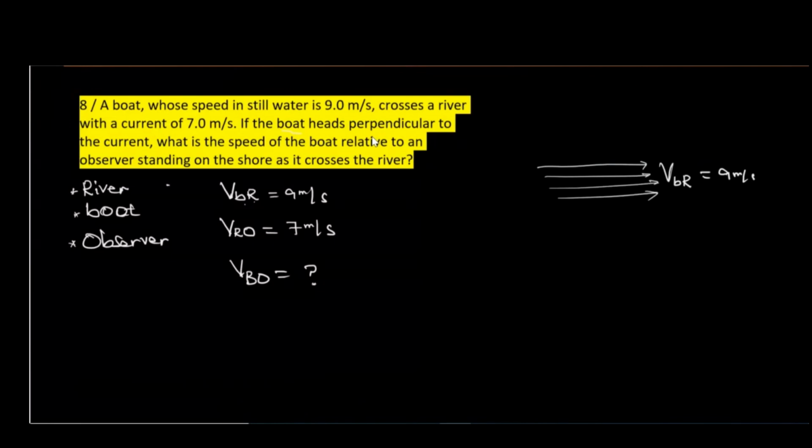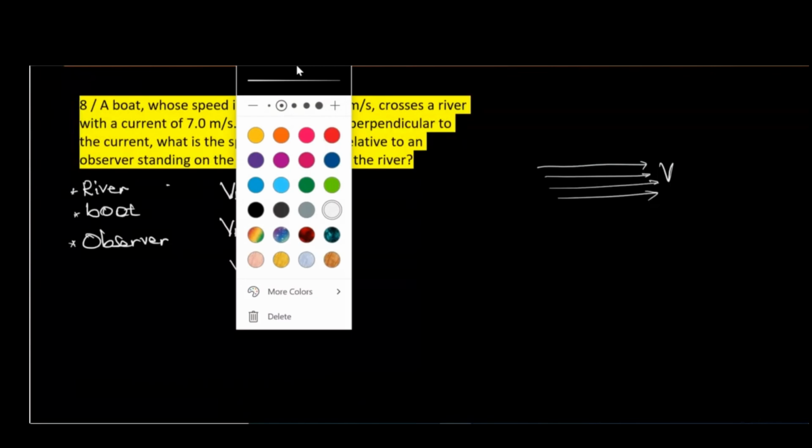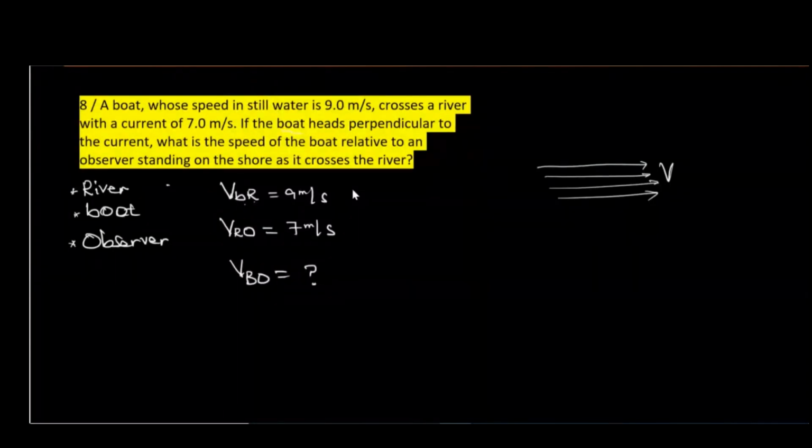This is the boat whose speed is 9 meters per second across the river. Okay, this is the river. The horizontal one is the river. So we have to be careful on this one. These are very confusing, so we have to be careful. The river is going horizontally. The river is horizontally moving.